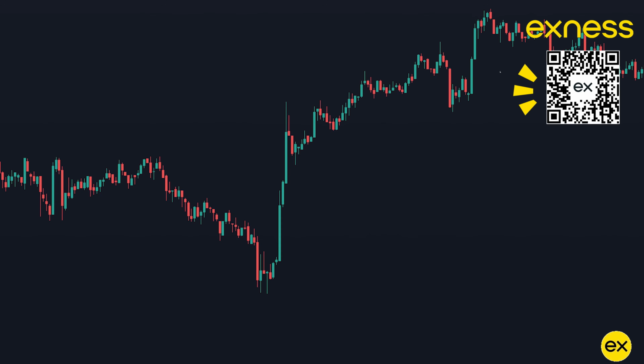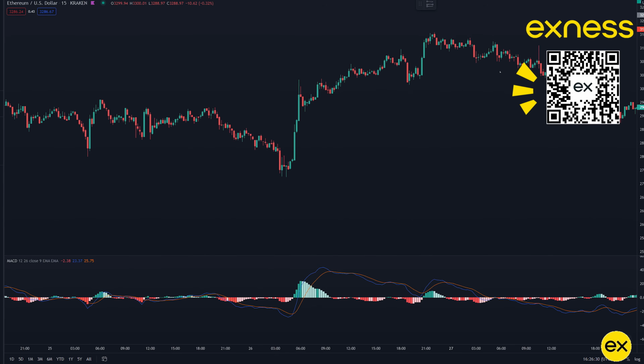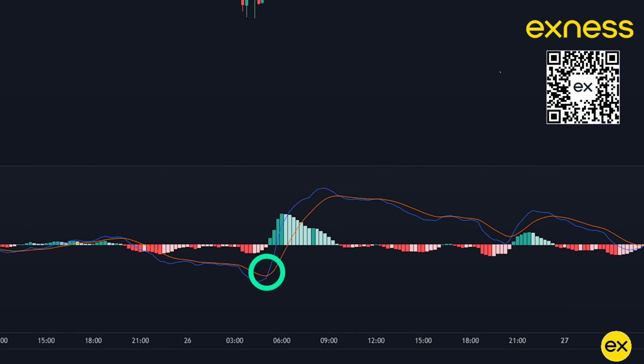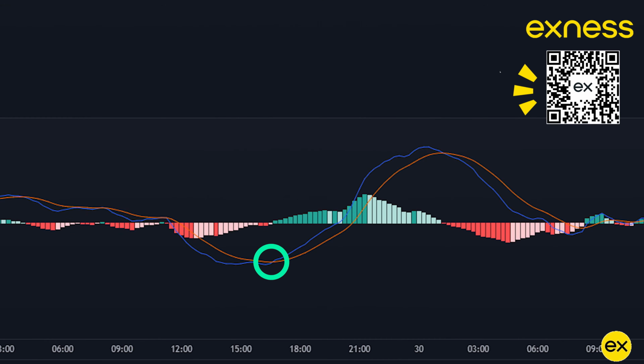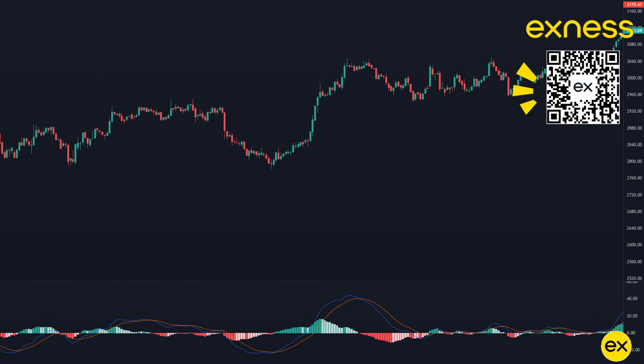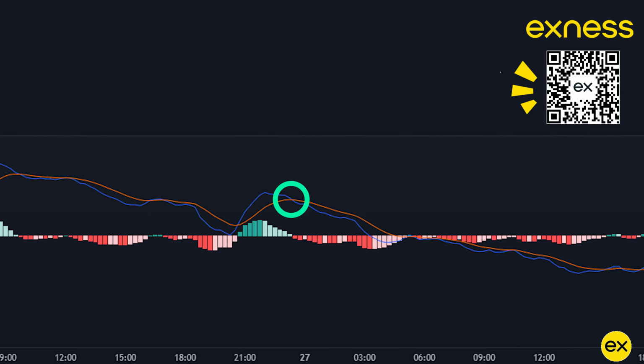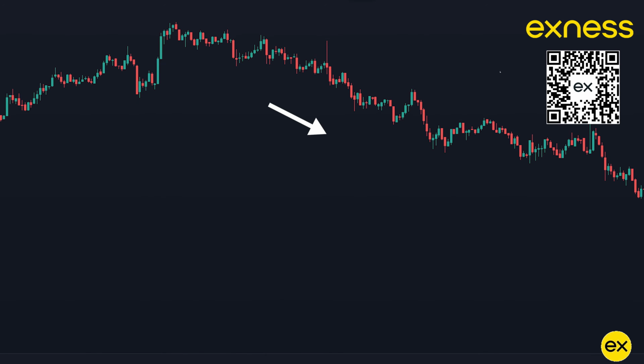The MACD indicator is insanely good at finding trends in markets. How you can tell if a chart is about to have an upward trend is by looking for a cross upwards between the MACD line and the signal line. For example, here the MACD crosses above the signal line, indicating the chart is in upward momentum. And here the MACD crosses below the signal line, indicating it's in a downward momentum.